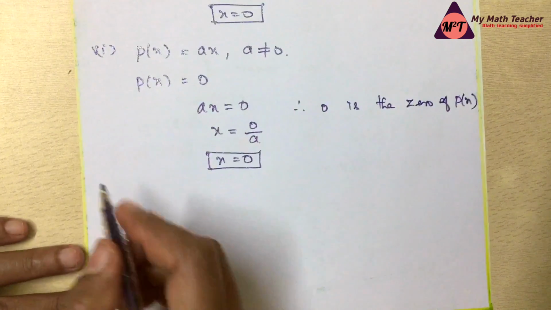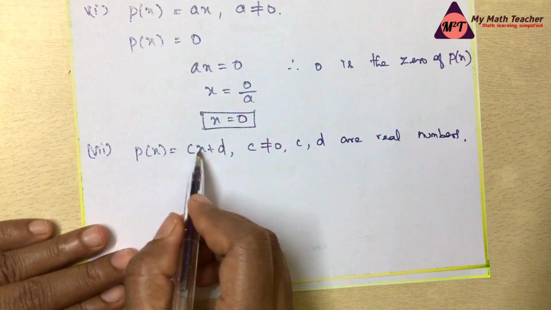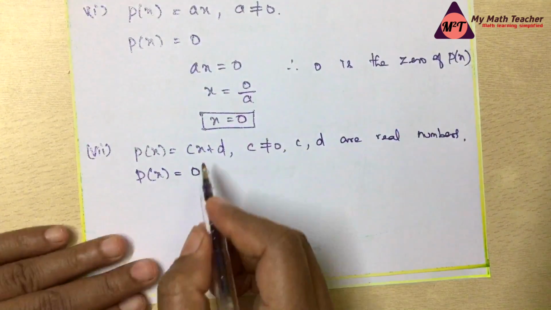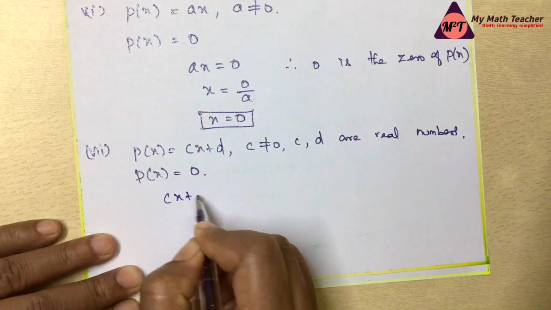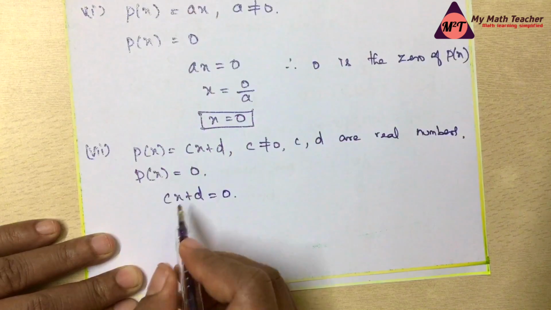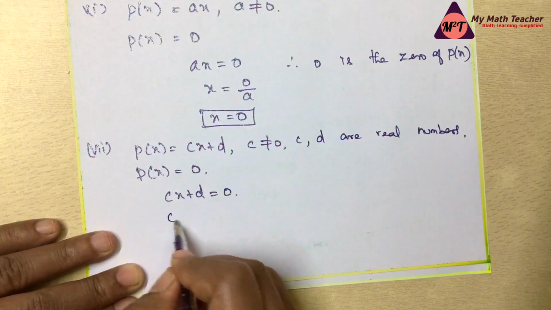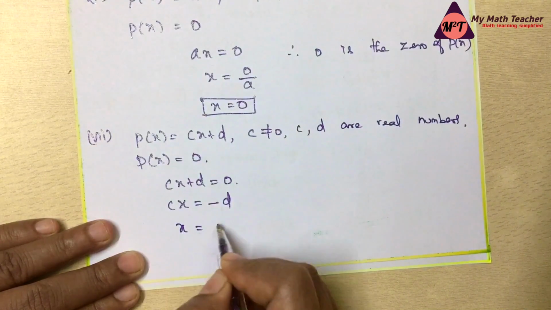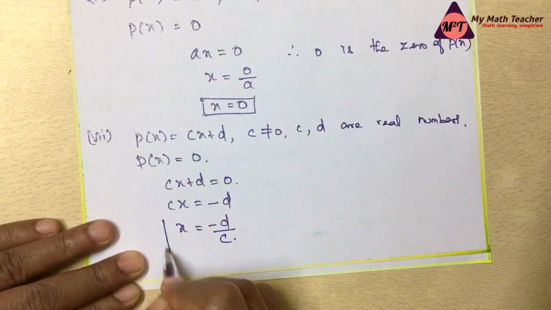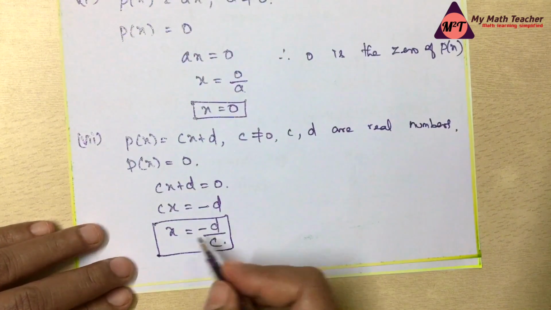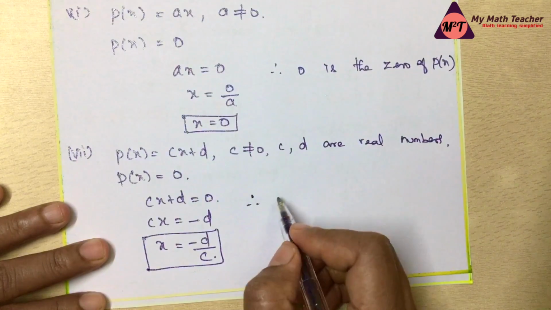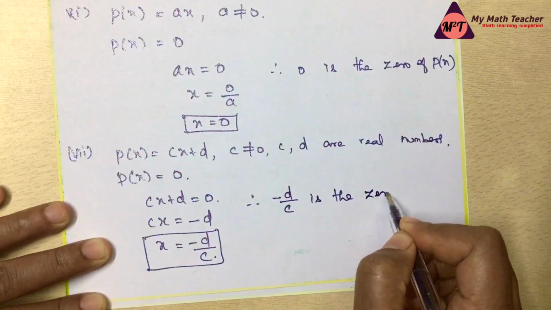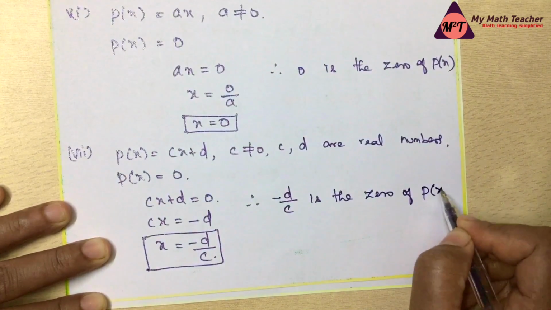Now the last subdivision. The given polynomial is P of x is equal to cx plus d. Now we can do the same. Equating to 0, the RHS, cx plus d is equal to 0. We need only the x value. Transpose this d to the other side. cx is equal to minus d. Now we need only x. x is equal to minus d by c. This is the final x value. Now we can say, therefore, minus d by c is the zero of the given polynomial P of x.